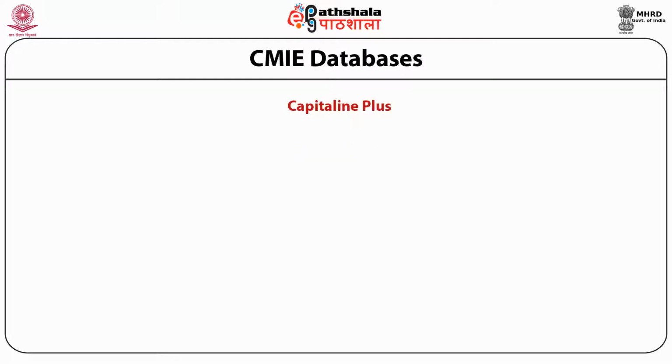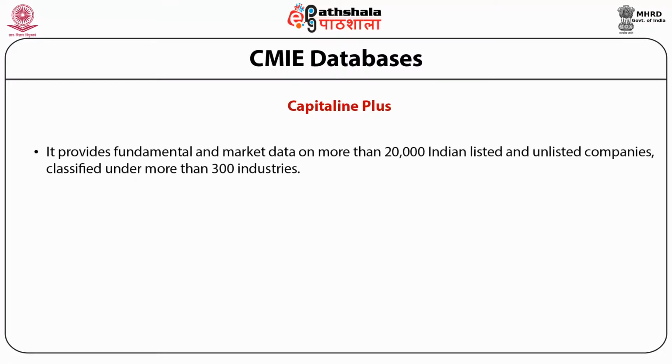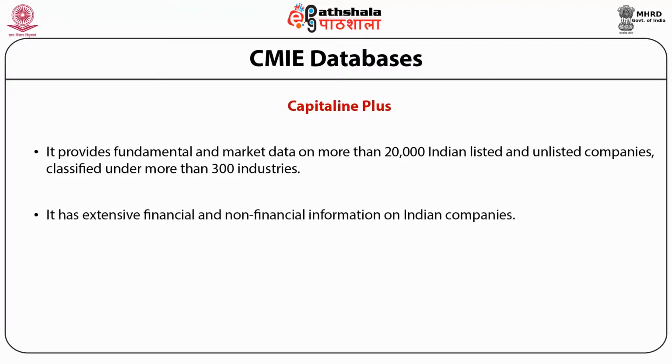Capital Line Plus. Capital Line Plus is a major corporate database and provides fundamental and market data on more than 20,000 Indian listed and unlisted companies classified under more than 300 industries. It has extensive financial and non-financial information on Indian companies.